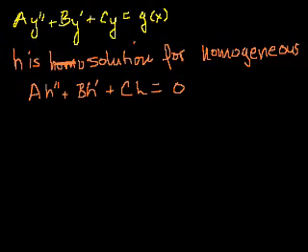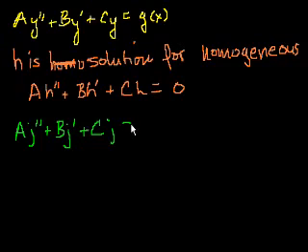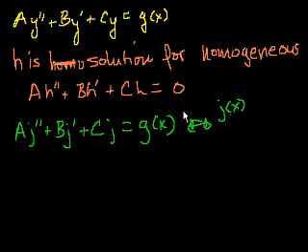Fair enough. Now let's say that I were to say that g is a solution. Well no, I already used g up here. Let's say j. Let's say j is a particular solution to this differential equation. So what does that mean? That means that a times j prime prime plus b times j prime plus c times j is equal to g of x. Right? So we're just defining j of x to be a particular solution.